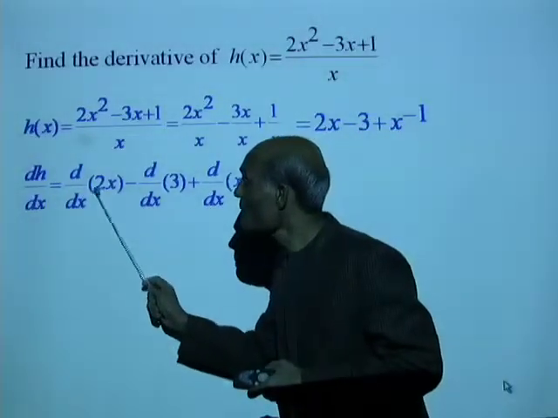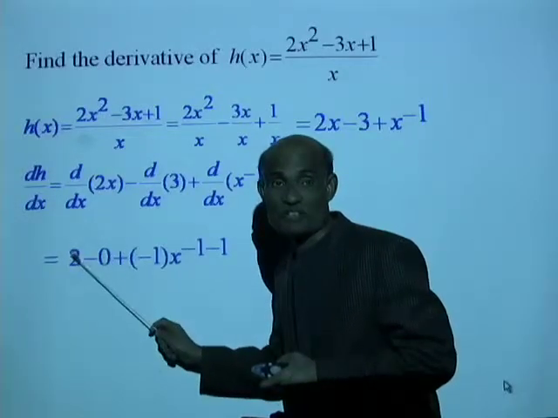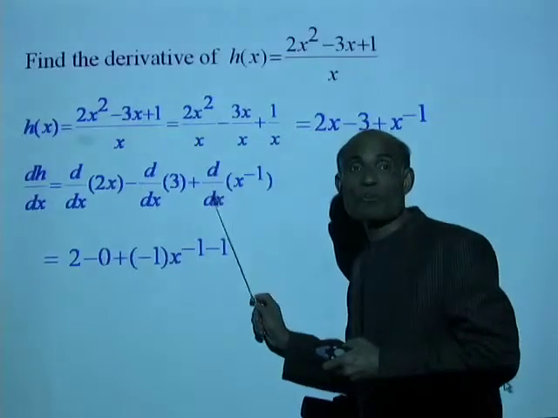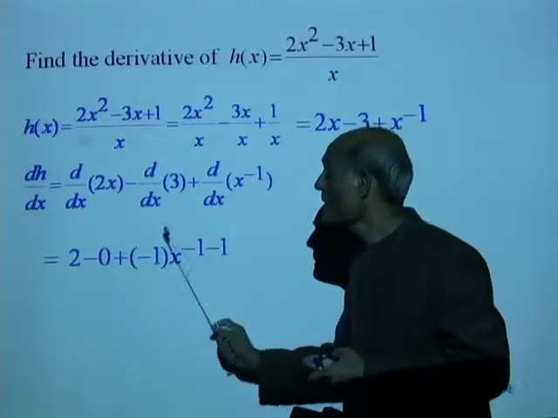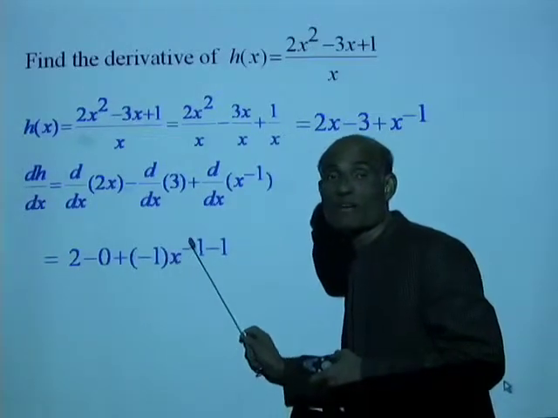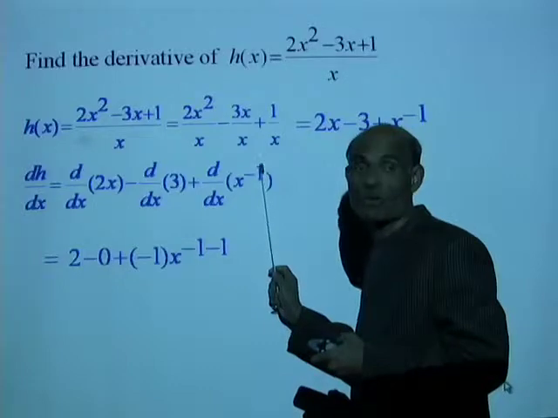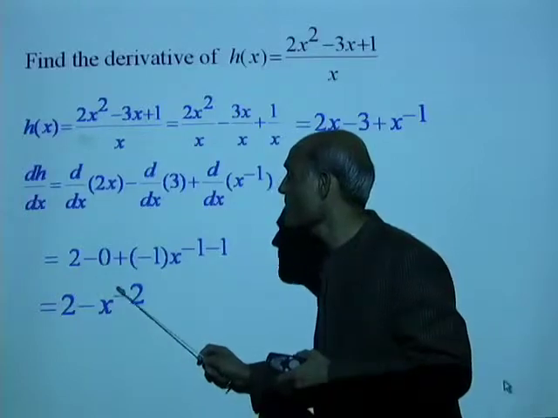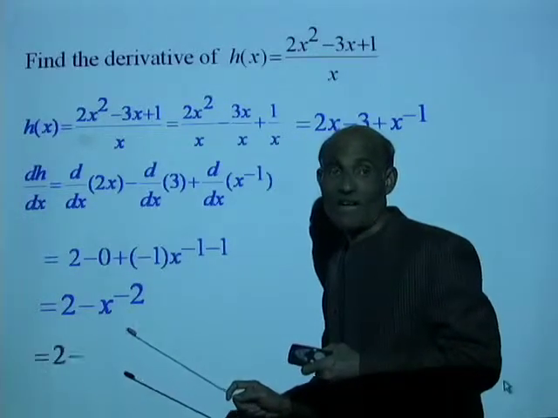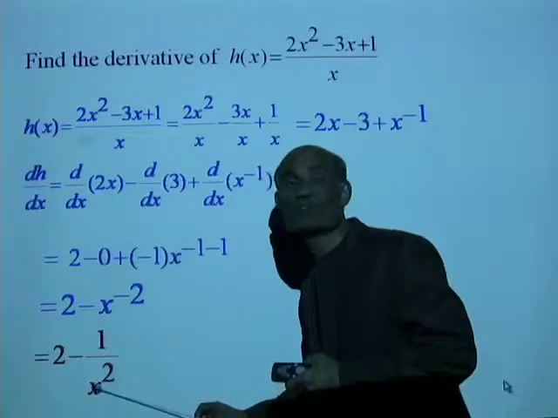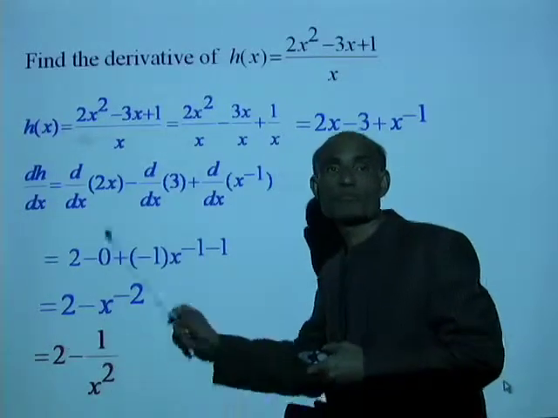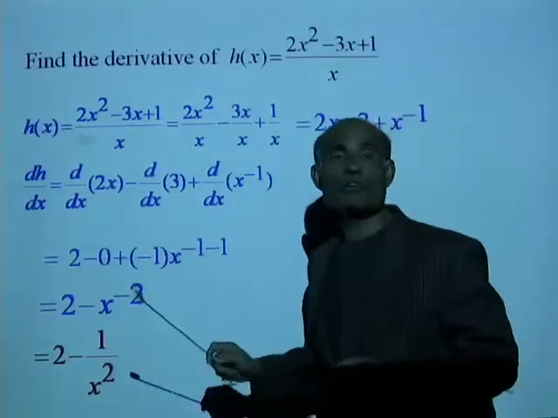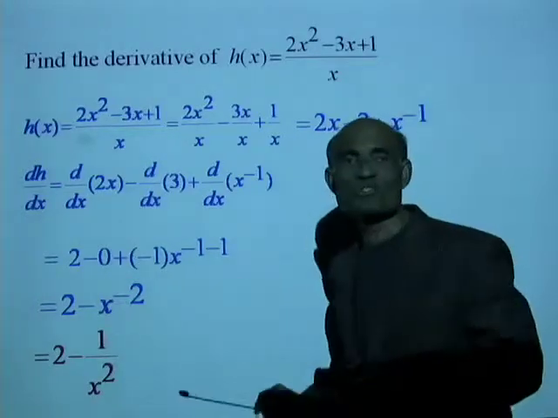Okay, what is the derivative of 2x with respect to x? That is 2. The derivative of 3 with respect to x is 0. And the derivative of x to the power of negative 1 is negative 1 times x to the power of negative 1 minus 1, right? Power rule. And that will be 2 minus x to the power of negative 2, which is 2 minus 1 over x squared. And this is the derivative of this function. Alright, try this a couple of times on your own and make sure that you understand each of these steps.